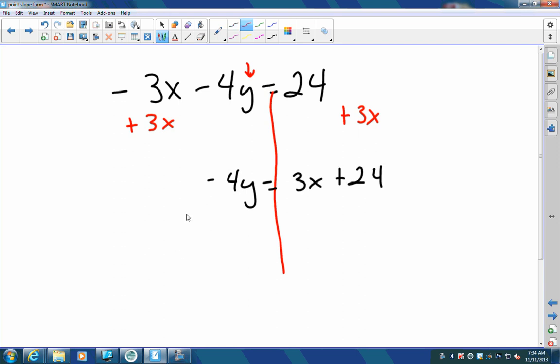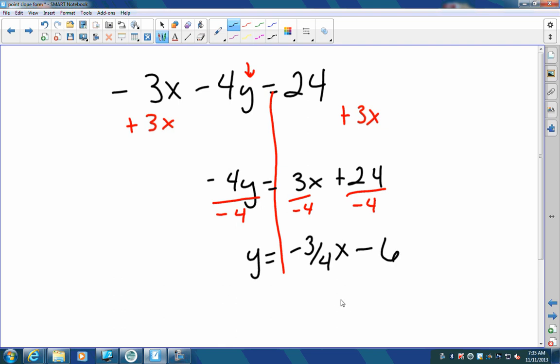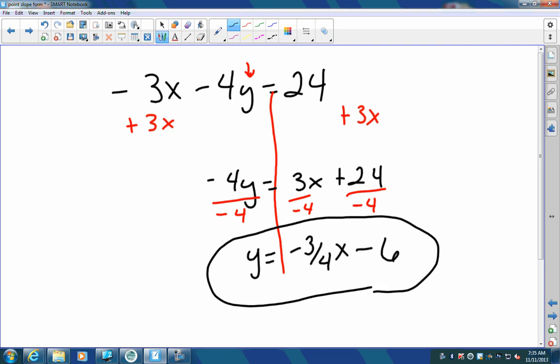Now I'm going to take the number in front of the y and divide everything by negative 4. Right here I get y equals negative 3/4 x. Again, leave it as a fraction. 24 divided by negative 4 is negative 6. That's what you're supposed to do. All you're supposed to do is get the y by itself. We are rearranging the equation.